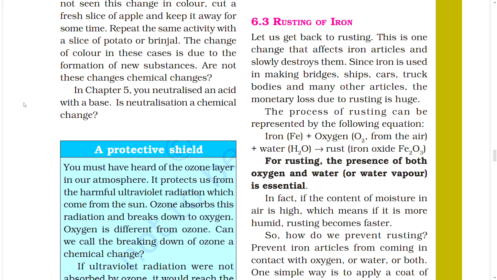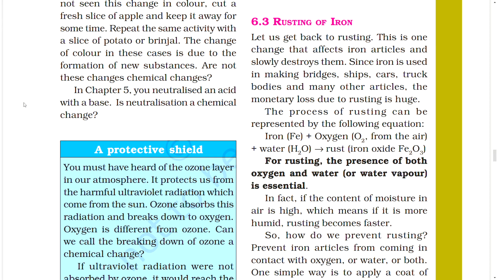6.3 Rusting of iron. Let us get back to rusting. This is one change that affects iron articles and slowly destroys them. Since iron is used in making bridges, ships, cars, trucks, bodies, and many other articles, the monetary loss due to rusting is huge. The process of rusting can be represented by the following equation: iron (Fe) plus oxygen (O2) from the air plus water (H2O) becomes rust, iron oxide (Fe2O3).